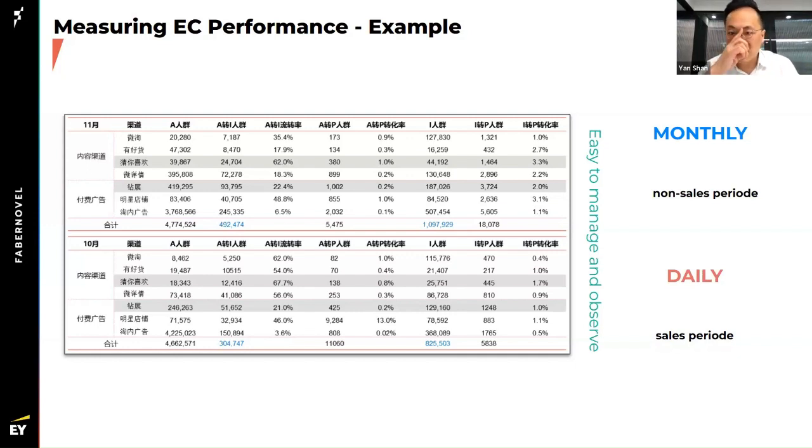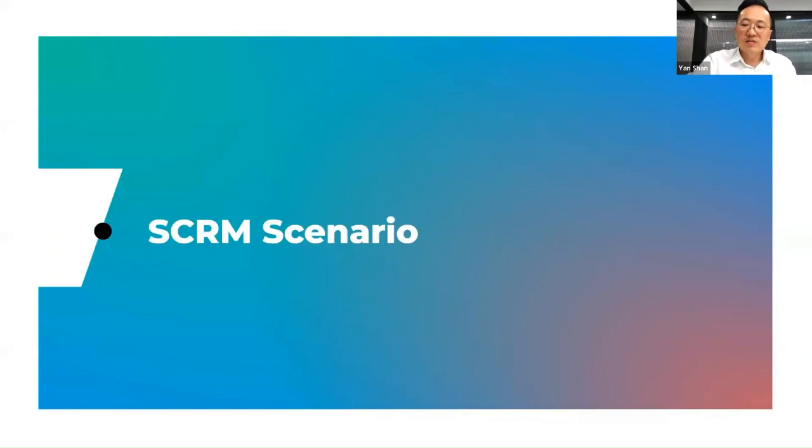But if it's a non-sales period, normally you can just do a monthly measurement. But if during the sales period, it can be daily. It's a daily monitoring and measurement and also improvement. You can do adjustment on a daily basis. Okay, so that was the EC scenario.